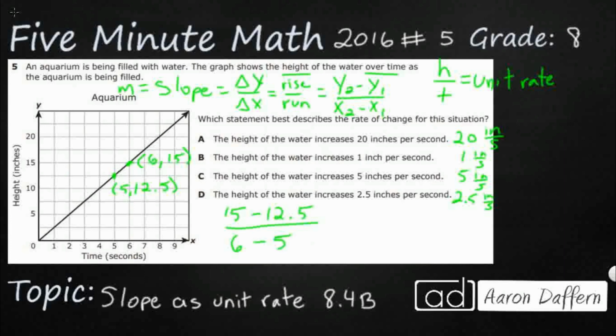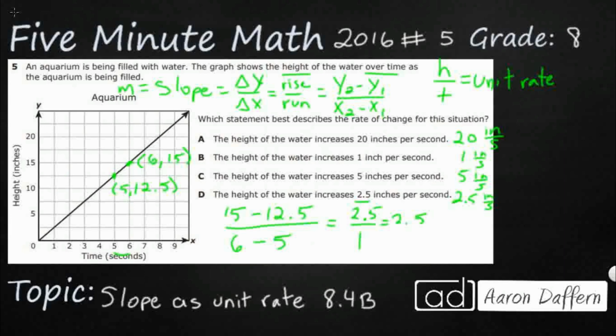Now, to make it easy, you notice how I picked two numbers that were right next to each other? So I'm going to get over 1, right? So I don't have to do anything extra. I'll show you in a second what happens if you don't do it over 1. It's not the end of the world, right? 2.5. So that just equals 2.5. Okay? So we're looking like D right here.